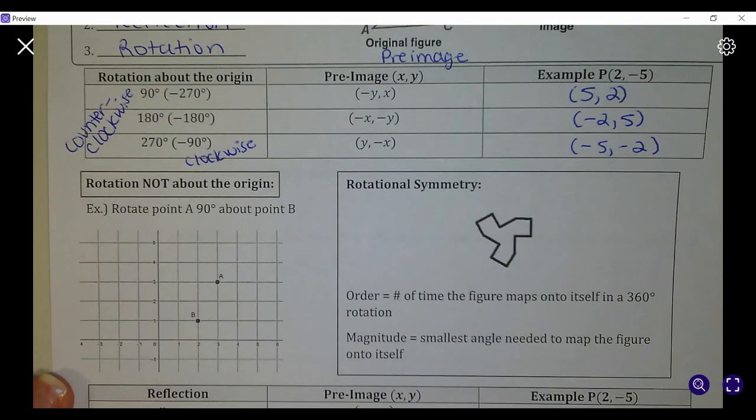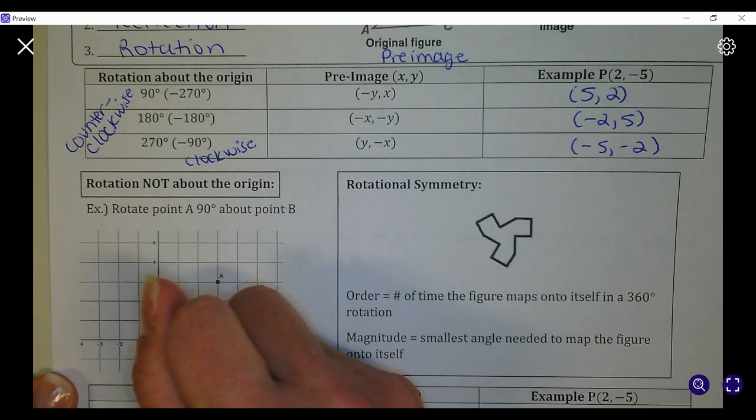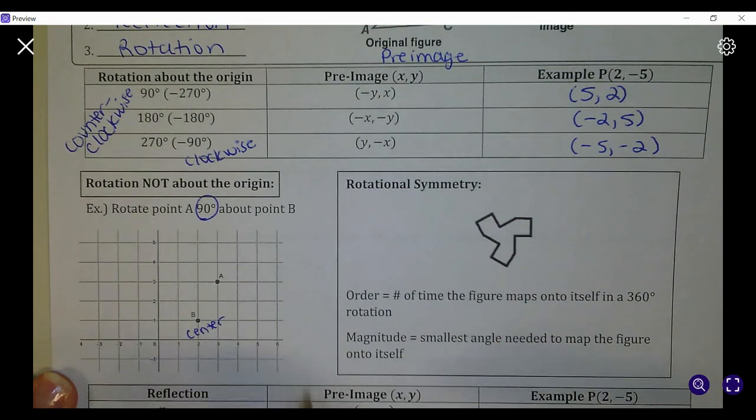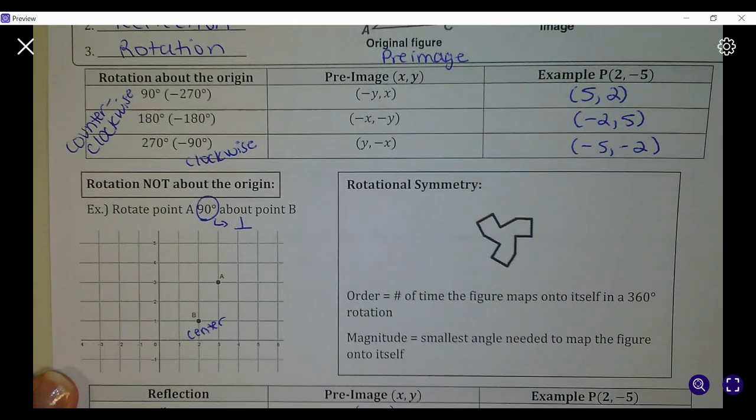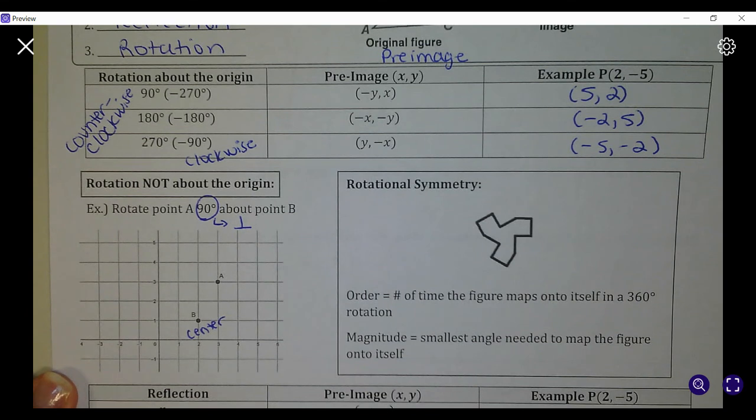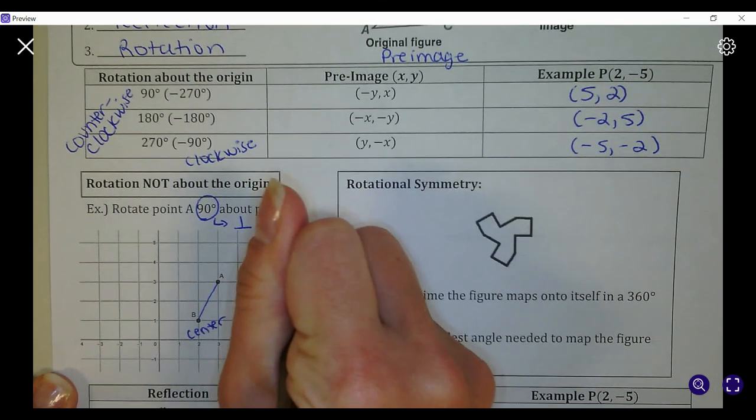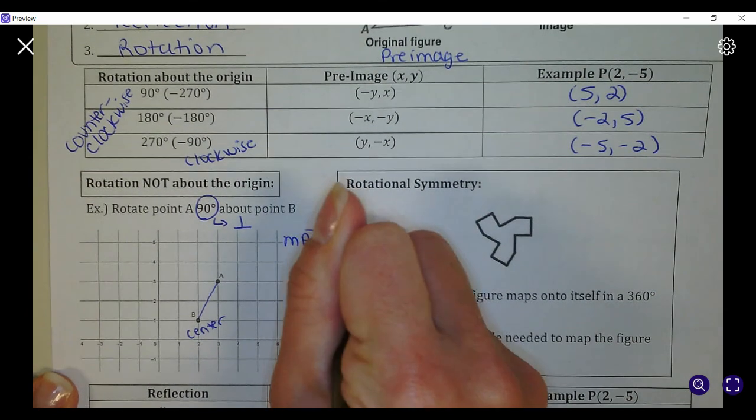When you rotate not around the origin, like this one, you're rotating point A around point B, so B is your center. And if you're rotating 90 degrees, remember that it creates 90 degrees, so you can use the idea of perpendicular. If I were to actually find the slope of AB, do that first, I can do that by counting. On my paper, that slope is 2.